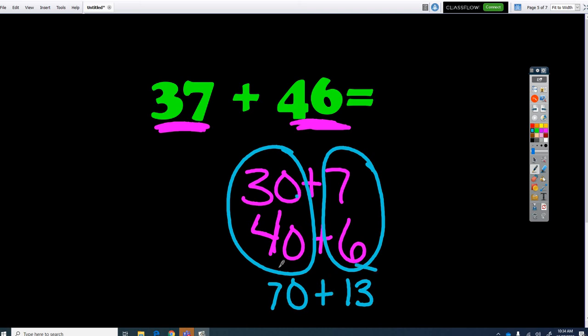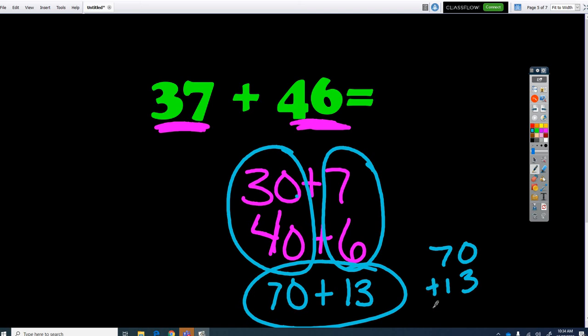No, remember the next thing I have to do is put that 70 and the 13 together to find an answer. And remember, you can stack it up if you need to, 70 plus 13. Or you should be able to do it in your head and know that 0 plus 3 is 3 and 7 plus 1 is 8. And you come up with 83 as your final answer. It wasn't so bad, was it, this time? Are we getting a little faster?